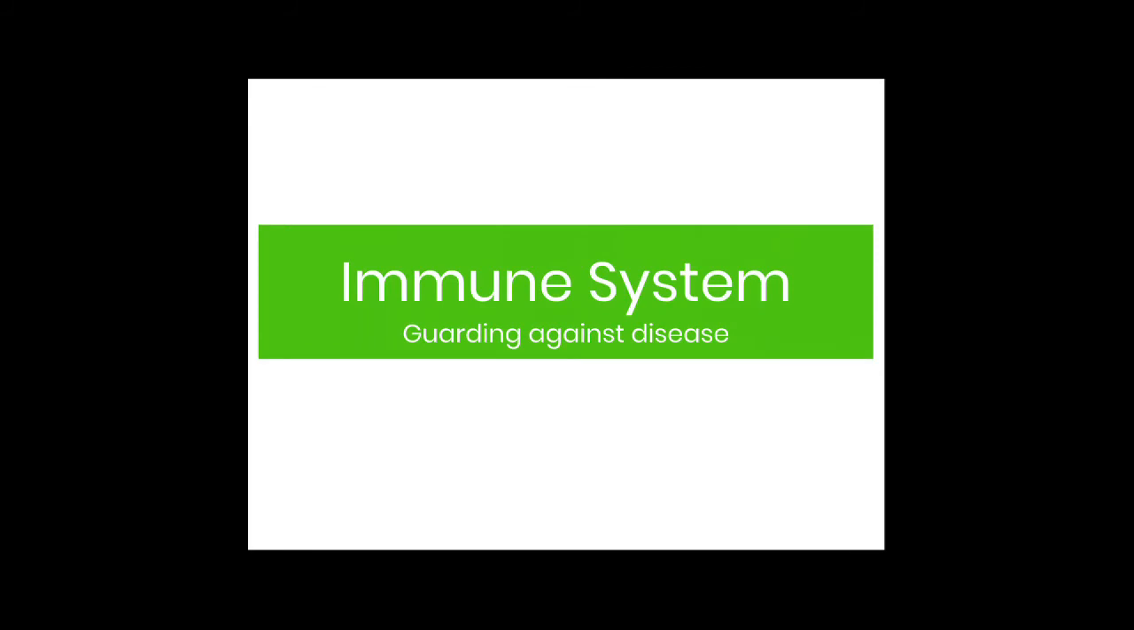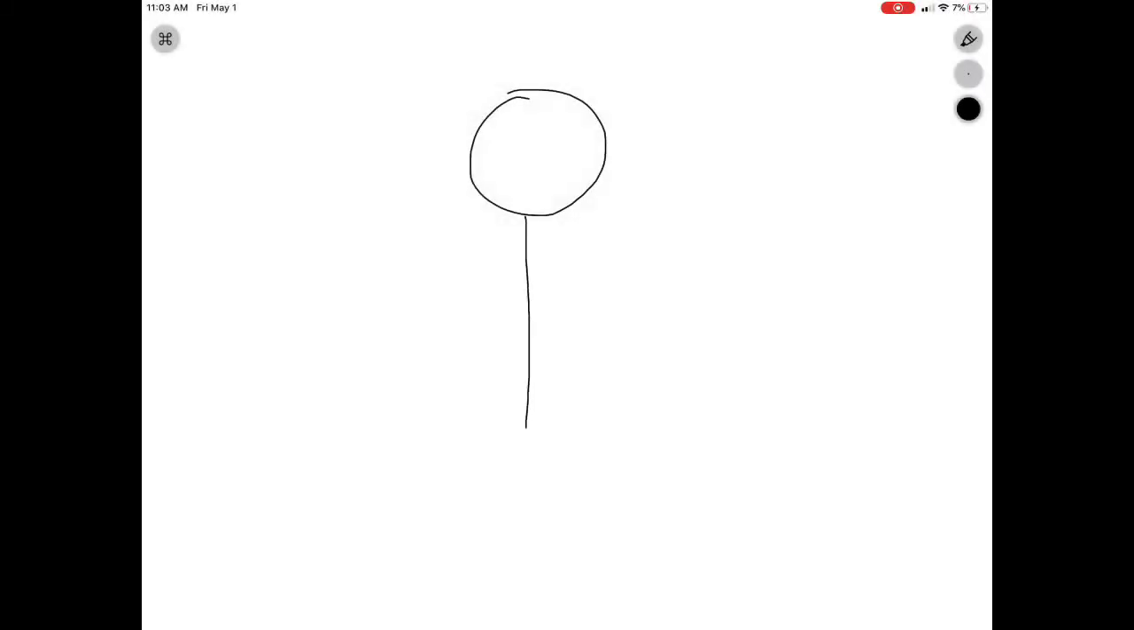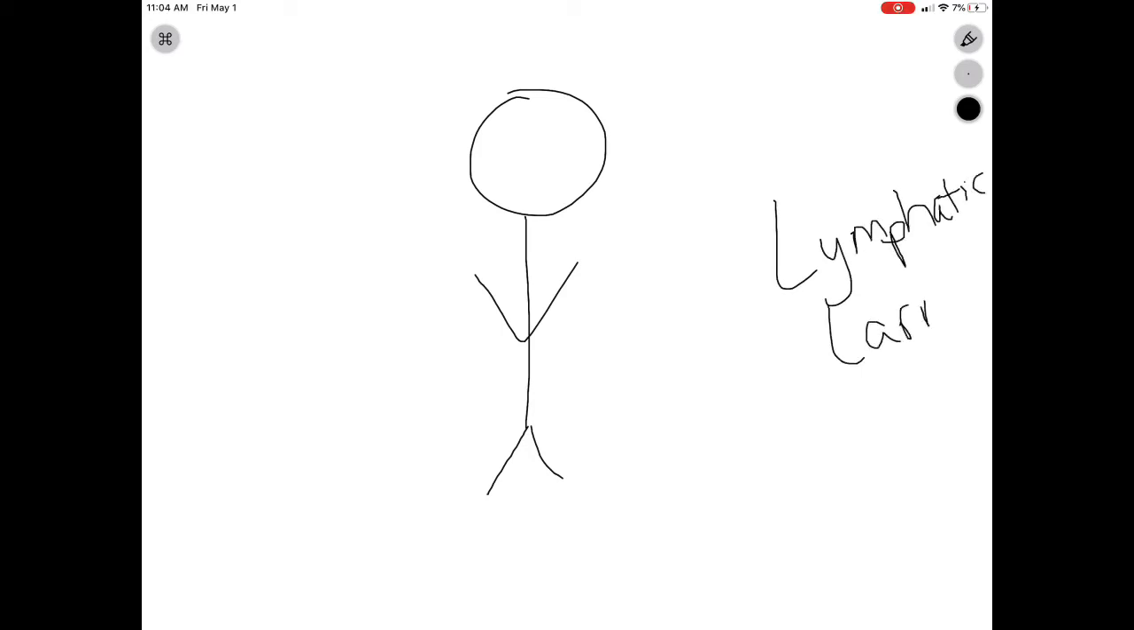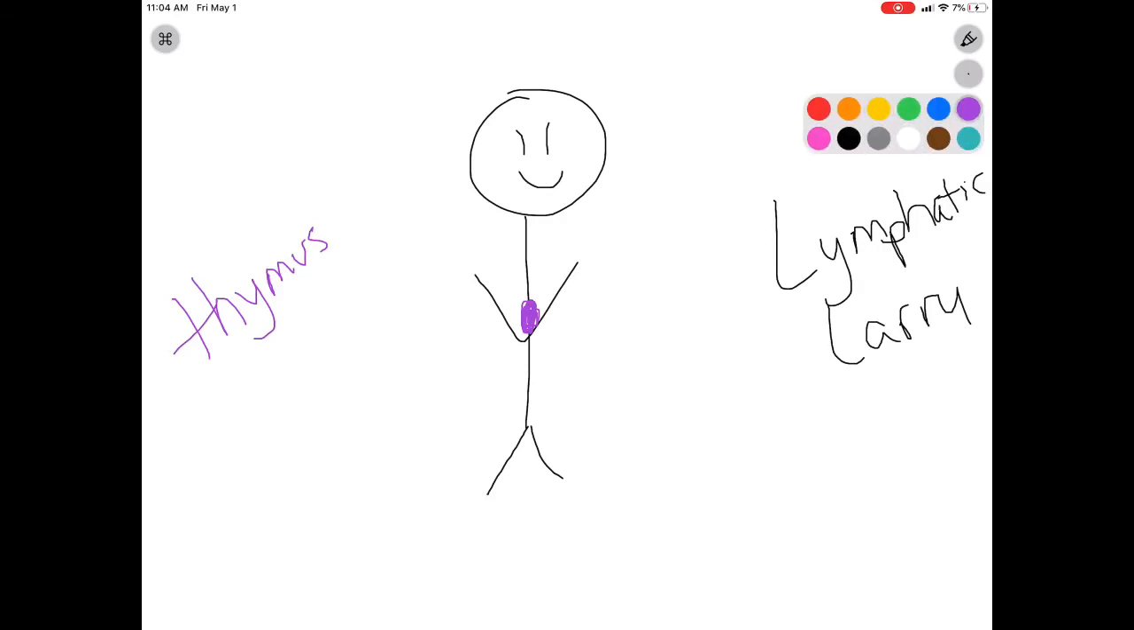Before we get into the immune system, I'm going to show you a picture of the lymphatic system and label it. All right, I tried drawing a person a few times, so I'm just going to stick with a stick figure. This is going to be lymphatic Larry. Lymphatic Larry is going to tell us all the parts of the lymphatic system. The first one is going to be the thymus gland. You're going to find this in your upper chest, right above the heart. It's in between the lungs, up above the heart, and it goes almost into your throat area.